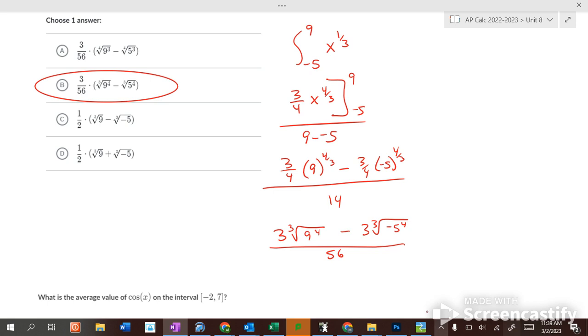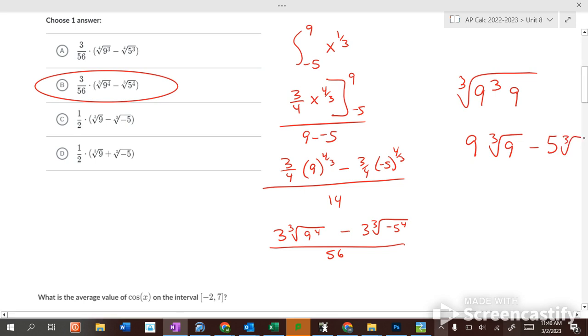Another way of doing this is the cube root of 9 to the 4th is the cube root of 9 to the 3rd times 9. So this is really 9 times the cube root of 9 minus 5 times the cube root of 5, right? And the 3 on the outside, so that would make this 15, and that would make this 27.